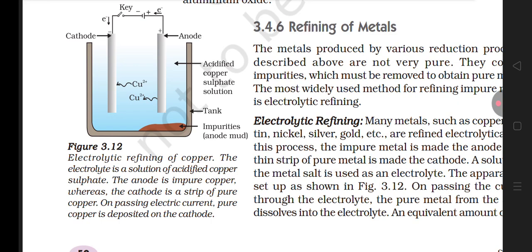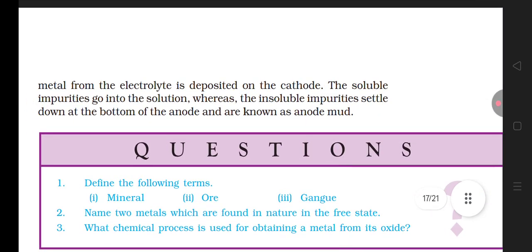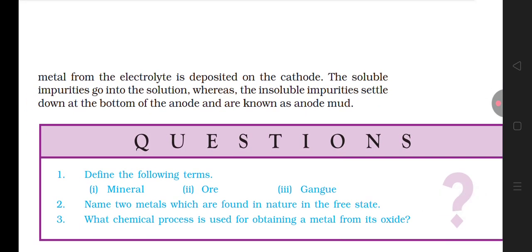The impurities that settle at the bottom are known as anode mud. Now, metal from the electrolyte is deposited on the cathode. The soluble impurities go into the solution, whereas insoluble impurities settle down at the bottom of the anode and are known as anode mud.